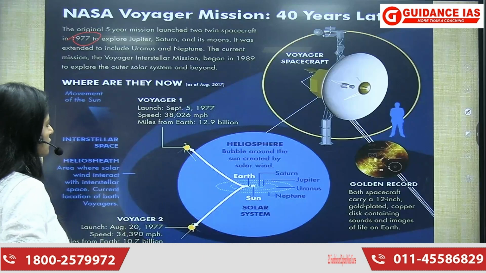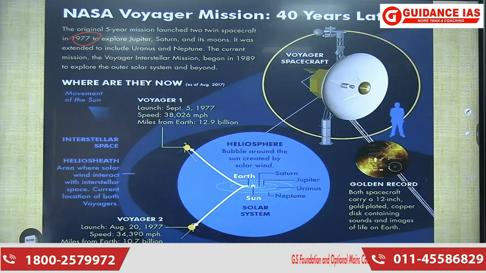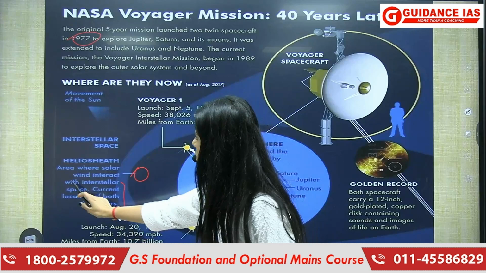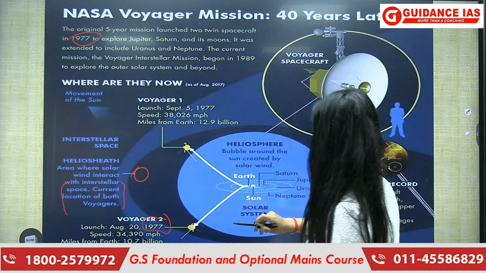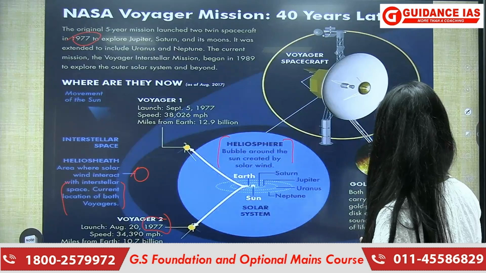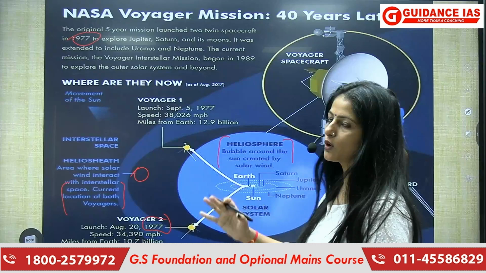Yahan par kuch terms hain jo aapko yaad rakhni hain Voyager mission se related, kuch aise terms hain jo I want all of you to remember. Like for example, heliosheath. Heliosheath kya hoti hai? So this is heliosheath, where solar wind interacts with the interstellar space, and the current location of both the Voyagers is this only. Theek hai, Voyager 2 humne padh liya, 1977 mein launch hua tha, and heliosphere as you can see is here, it is like a bubble around the Sun created by what? Created by the winds, the solar winds. Theek hai, so ye aap yaad rakh sakte hain kuch terminologies jo Voyager mission se related hain.